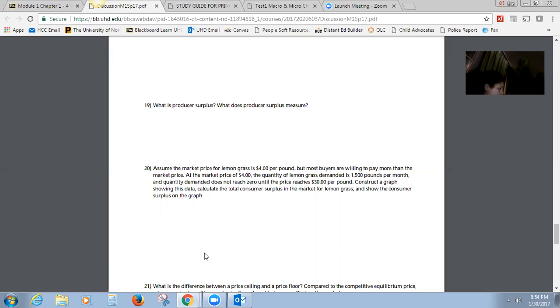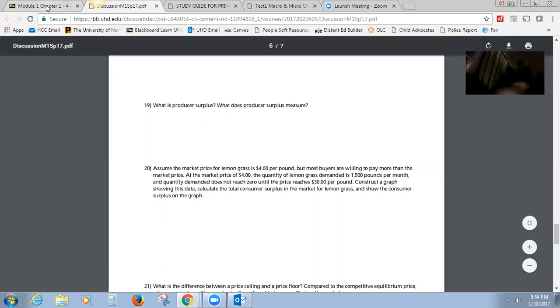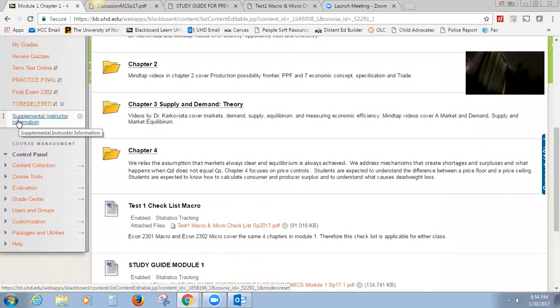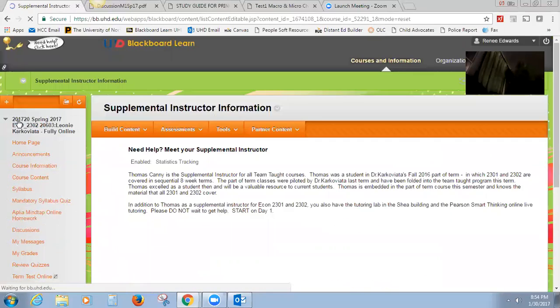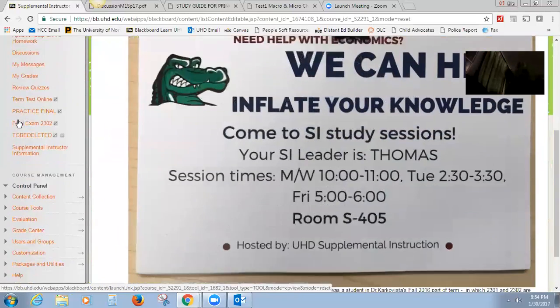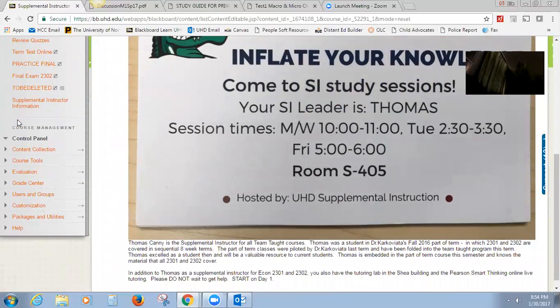We also have for this class a guy named Thomas Caney, who is the supplemental instructor. And he's basically the TA. And he has office hours too. If you go into, I believe his information is posted down at the bottom here, supplemental instructor information. And he has time every single day, like an hour of time. So he does Monday and Wednesday 10 to 11, Tuesday 2:30 to 3:30, and Friday 5 to 6, which I like. And he's getting a lot of people in there too.